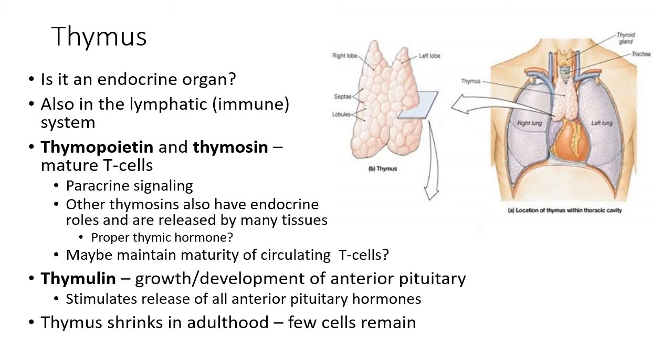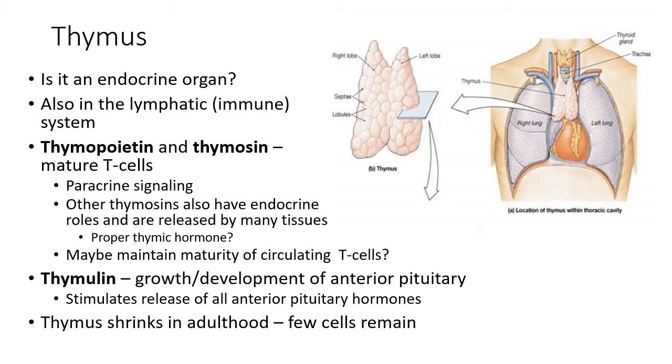So there's a couple of compounds or molecules released by the thymus, thymopoietin and thymosin, that have been considered hormones, but they're not really like hormones because they actually act locally in the thymus to mature the T cells. So thymopoietin and thymosin are for maturing T cells, and they're a type of paracrine secretion because they act locally.